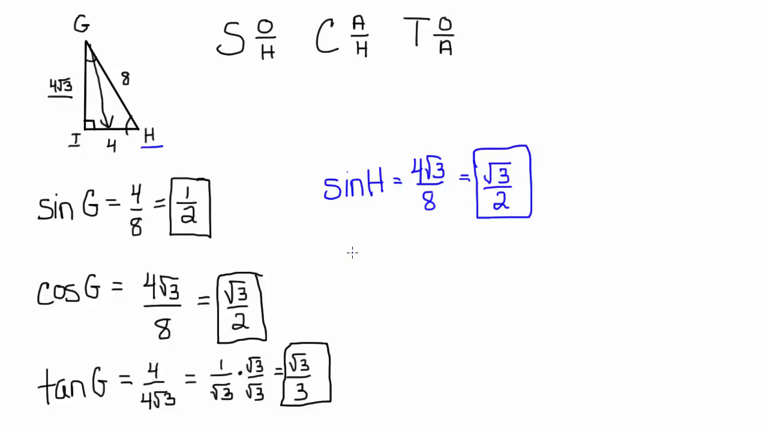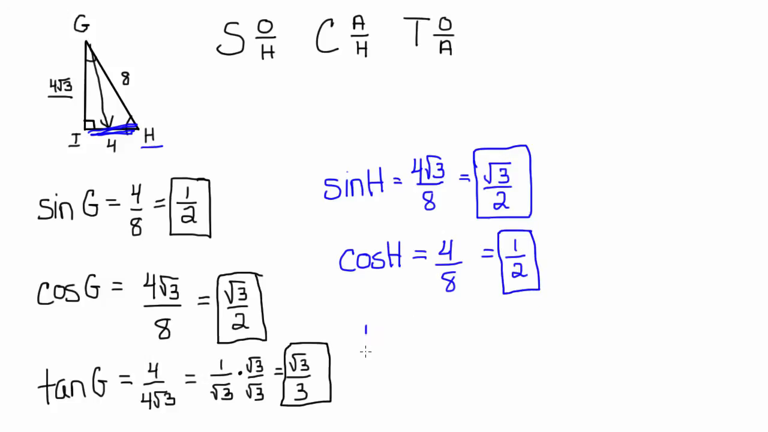And then the cosine of angle H is going to be the adjacent side, which is 4, over the hypotenuse, which is 8. So that reduces to 1/2.